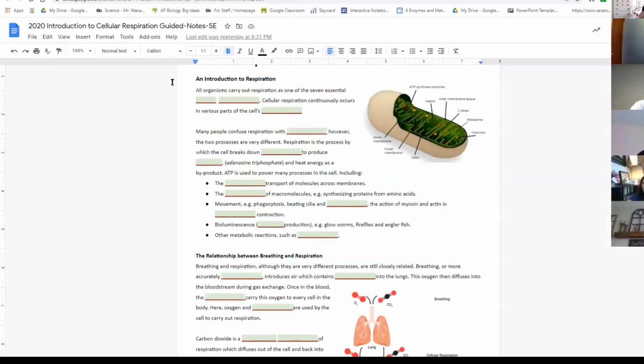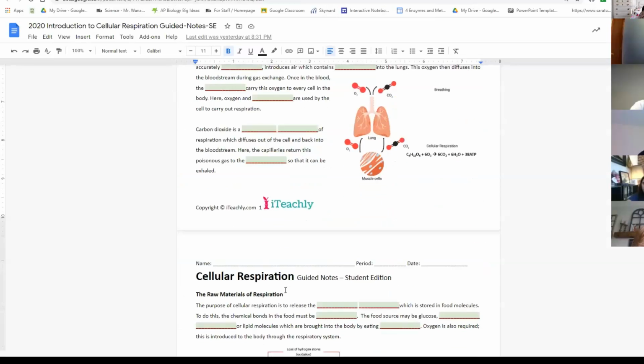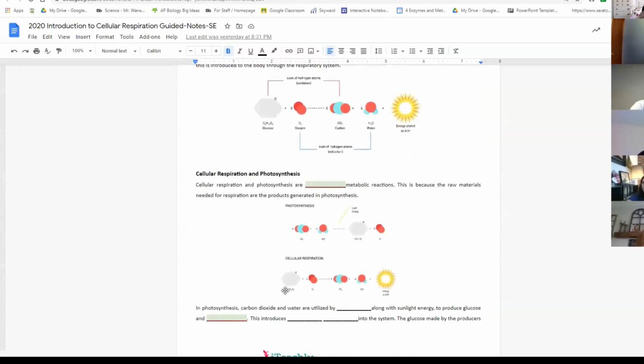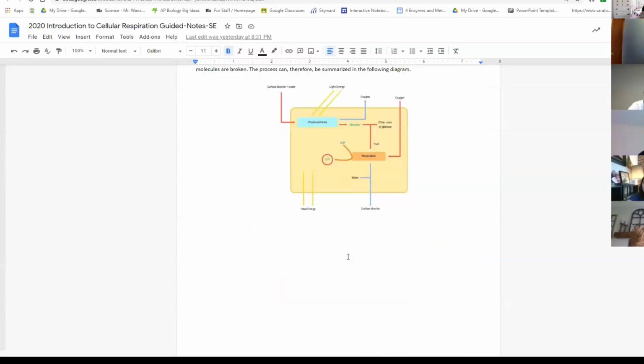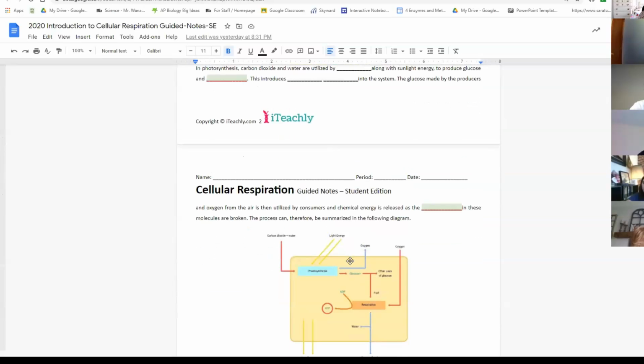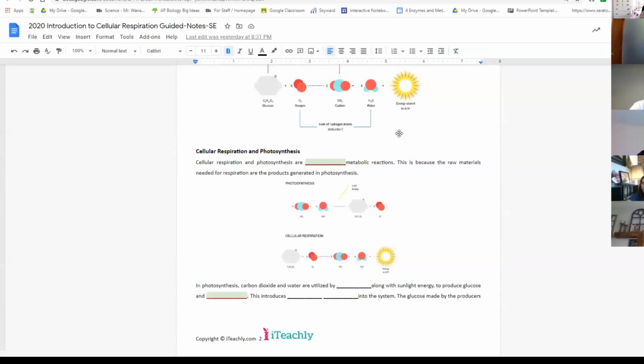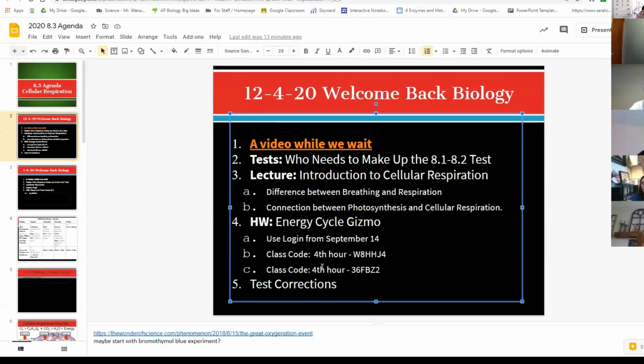So hopefully you found all the information you needed to fill in the blanks here. Oops, I forgot to highlight those. Okay, when you are ready with that, you'll be able to turn that in. We talked about the gizmo already. The link is in the Google Classroom. You're going to use your old code. Now I just want to tell you about the test corrections that we're going to do.